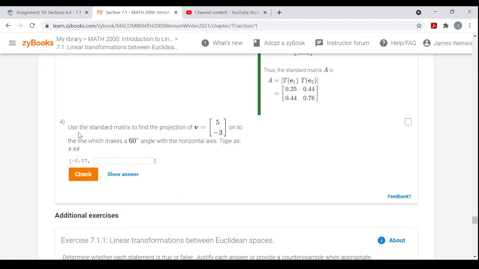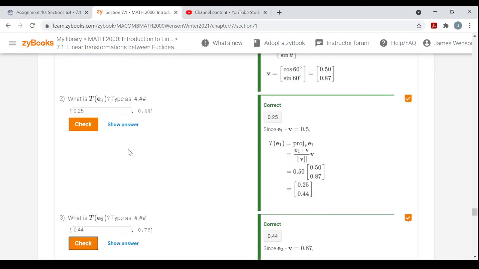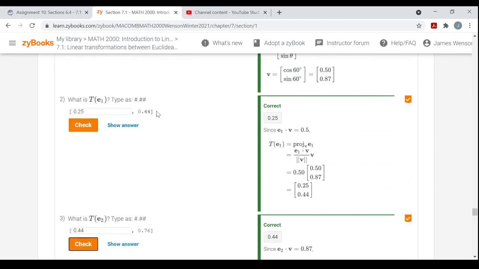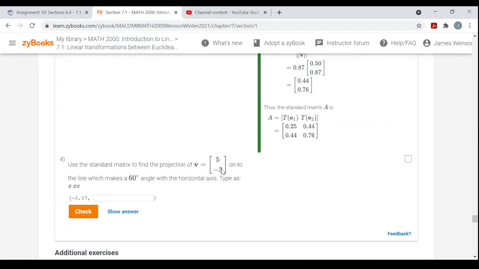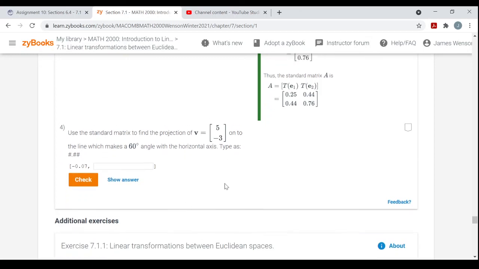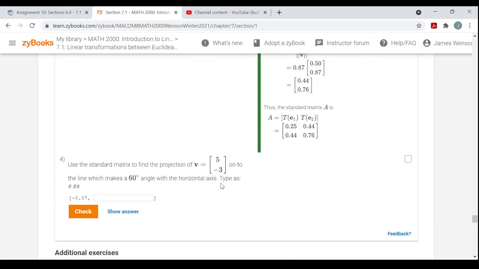And finally, what would be the projection of the vector (5, negative 3) onto this line? Right, so then I take that standard matrix. I guess this is the first column, this is the second column, and multiply it by the vector (5, negative 3). Now they gave me the first one there. So I'll write out what's happening here.